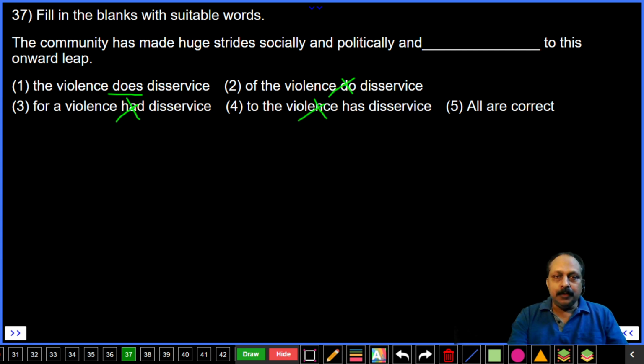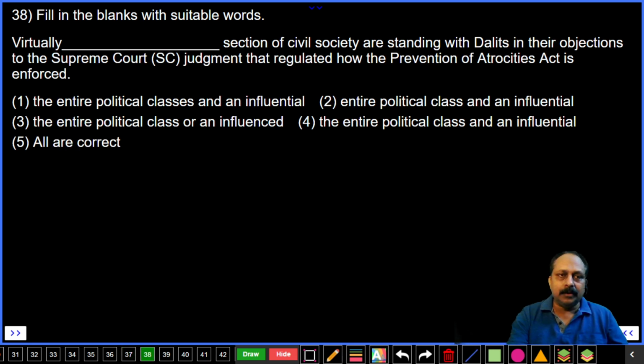The community has made huge strides socially and politically, and the violence does disservice to this onward leap. "To the violence" is not correct. "For a violence had disservice to this" is also not correct. Answer is the first option. Grammatically speaking, context is not clear.